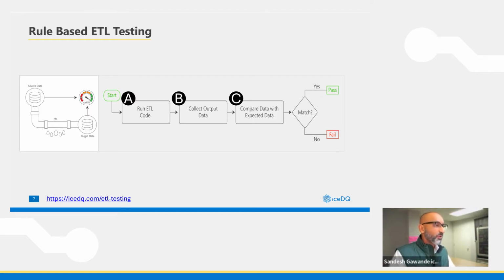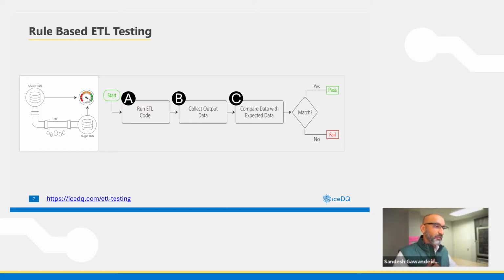A, first you have to run the ETL code. B, now you have the output data. Now you compare the output data created by the ETL code with the expected data. It might be on your input side, or something that you have manually, or based on certain rules you can define those. For example, the salary has to be between $50,000 and $100,000. You can create those kinds of rules. And then the question is, does the actual data match the expected data? Yes or no? If it is no, then the process has failed. If it passed, the ETL process passed.